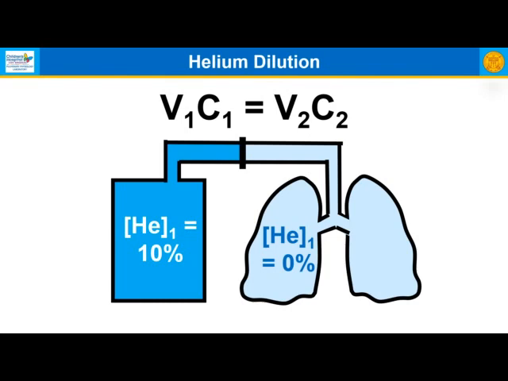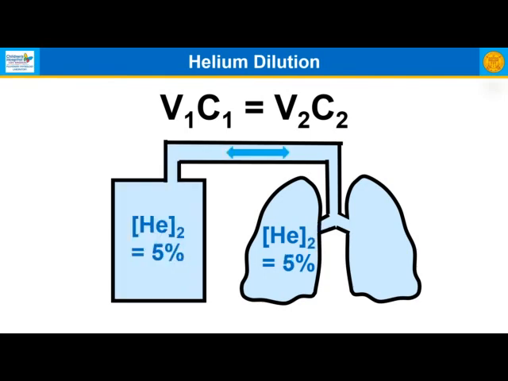So basically the idea is we have a spirometer that's filled with a certain concentration of helium. When you start the test, there is no helium in your lungs. So if we keep this as a sealed gas system, the volume 1 times concentration 1 equals volume 2 times concentration 2, which would be the total volume.